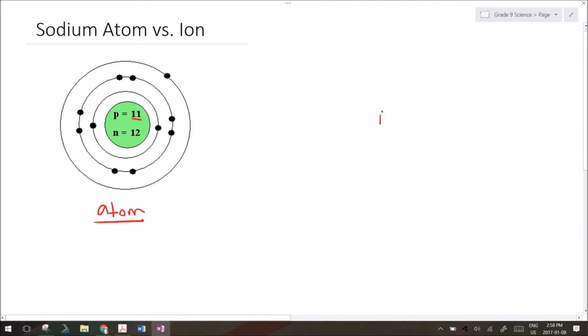What we're going to do next is draw a sodium ion. So in our ion, the protons are always going to be the same.